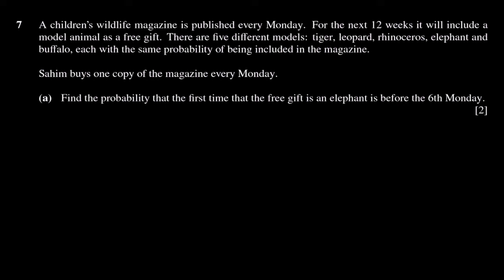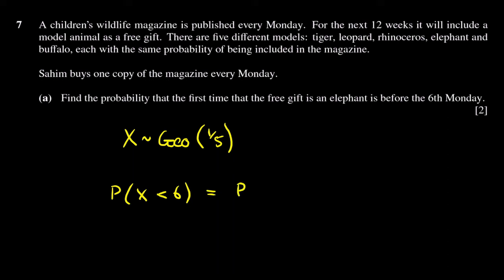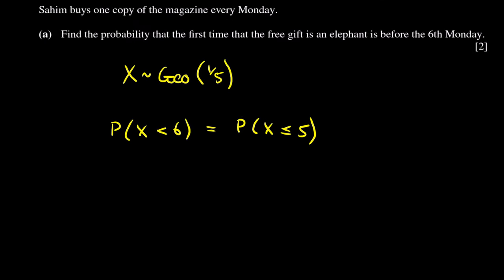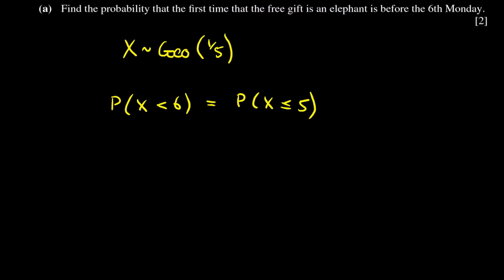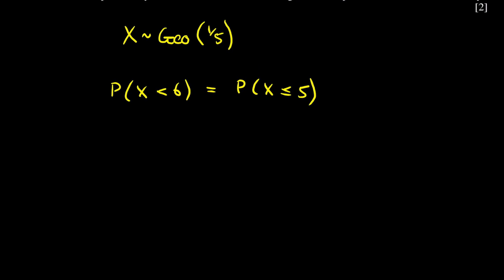Now, you can think about this, if you like, as being a geometric distribution. X is distributed geometrically with p = a fifth. And what we're trying to find is the probability that X is less than 6. It's got to be before the 6th Monday. And that's the same thing as the probability that X is less than or equal to 5. And you can do that by adding up the probability X is equal to 0, X is equal to 1, X is equal to 2, X equals 3, all the way up to X is equal to 5. But the easiest way, I think, to think this through is just to draw it out, actually.